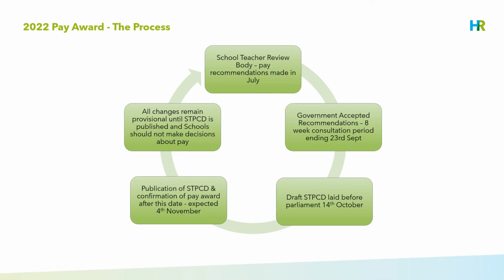The pay review process involves multiple stages. The first stage is for the pay review body to make written recommendations to the government. The government then formally responds and publishes the proposed pay increases, after which follows an 8-week consultation period on any proposed changes. It's really important to note that any changes remain provisional until the STPCD is published, and schools should not make any decisions about pay until this happens.